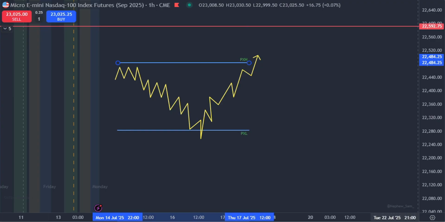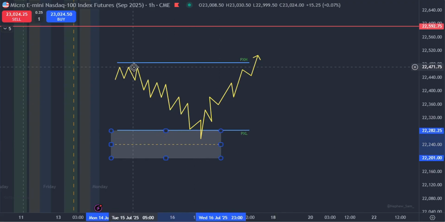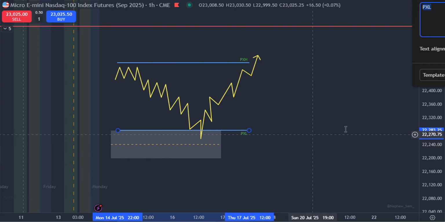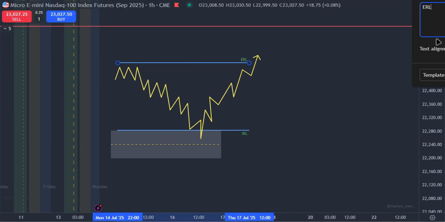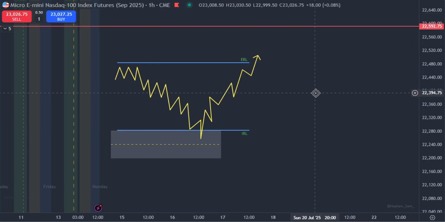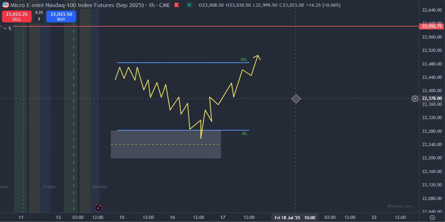Another thing is POIs. If you're targeting a 1 hour POI, you know we hit the internal range liquidity, then you want to target the external range liquidity. This is how you start identifying when the program, the algo, goes into a buy program or when it goes into a sell program.